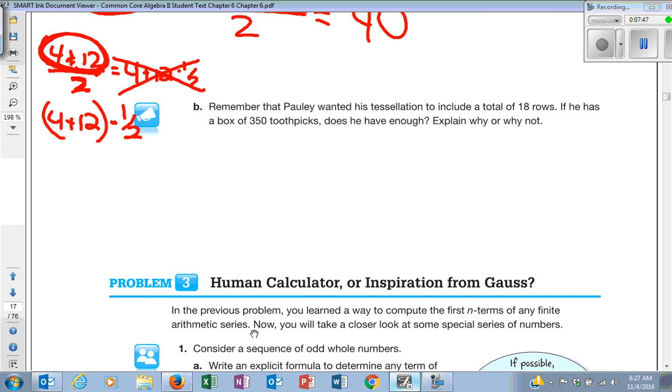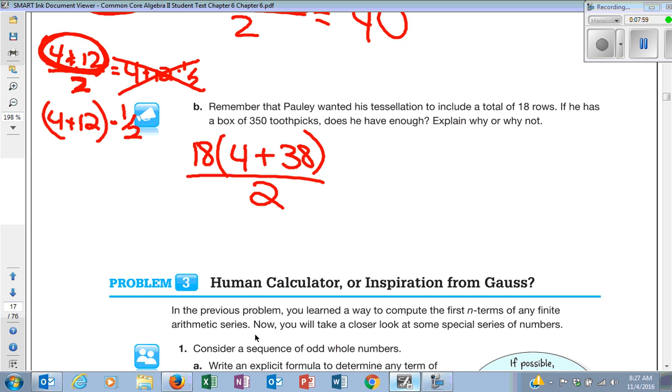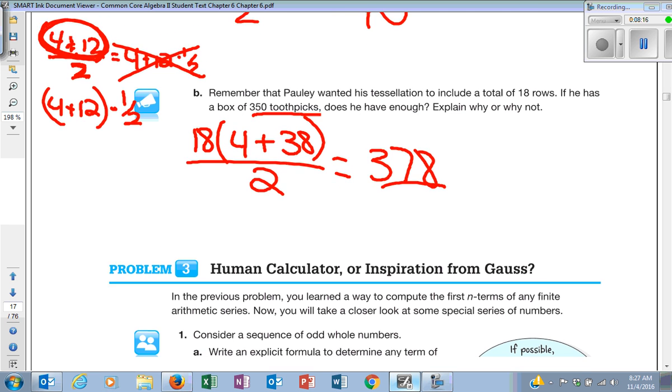All right? For the 18th row, we already set that problem up just a second ago, didn't we? N was 18. First term is 4. 18th term is 38. Divide by 2. And when you do that, how many toothpicks did you guys get? 378. Does he have enough toothpicks? No. He's got 350. He needs 378. He does not have enough toothpicks.